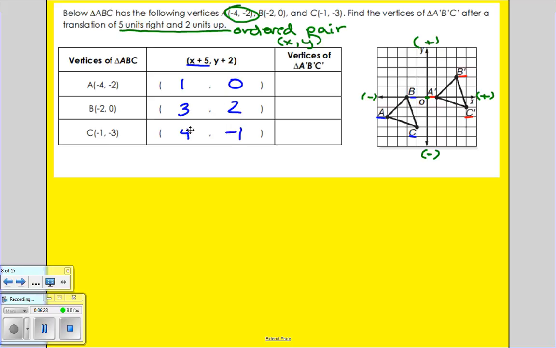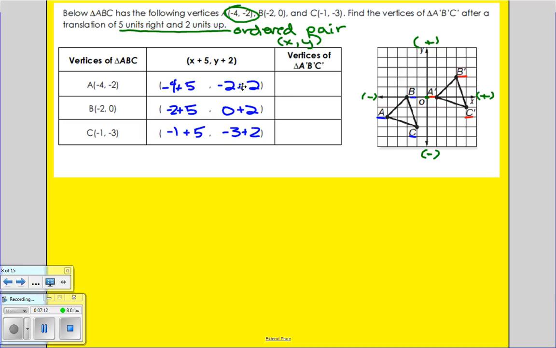So now if I map these new coordinates, I should be able to see where my new triangle is. And that new triangle gets the little prime letters on it. So here, what I'm going to do to show you this is, moving to the right is a positive 5. So this would be negative 4 plus 5, negative 2 plus 5, negative 1 plus 5. See, I'm filling in the x, and then the plus 5. And then for the y, it's plus 2. So this is negative 2 plus 2, 0 plus 2, negative 3 plus 2. And then I come back over here and change that into my vertices for A prime, B prime, C prime.